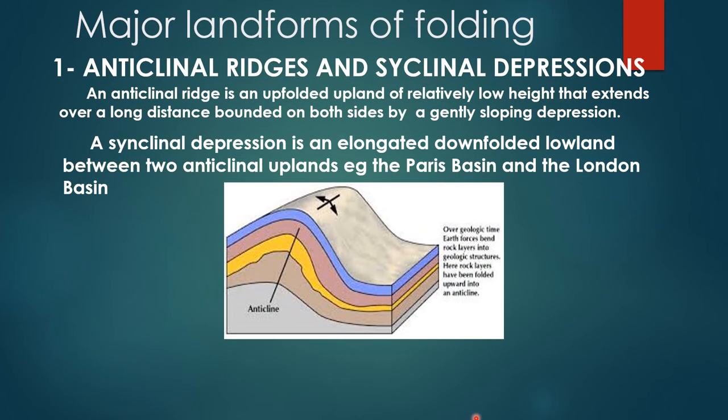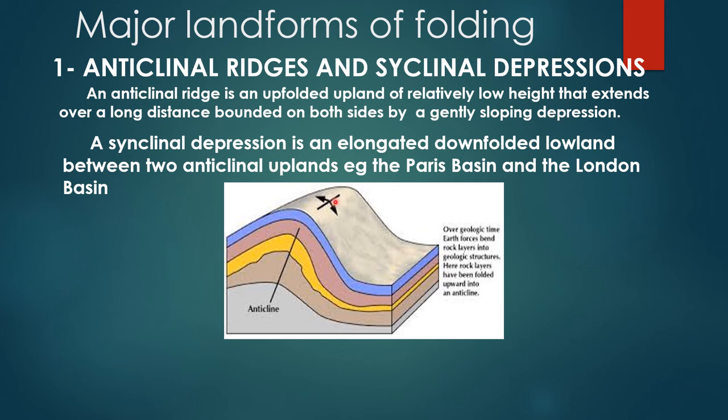Let's now talk about the major landforms of folding. The first major landform of folding is anticlinal ridges and synclinal depressions. A ridge is like a furrow, like a highland, but not to the height of mountains. And depressions are low, but not like valleys. So when you talk about anticlinal ridges, we say that these are upfolded uplands of relatively low height that extend over a long distance.